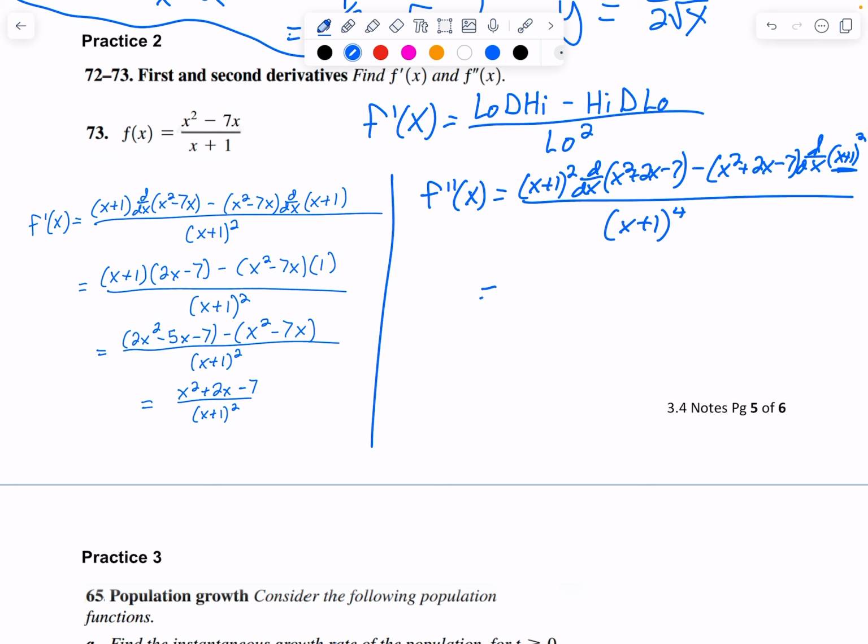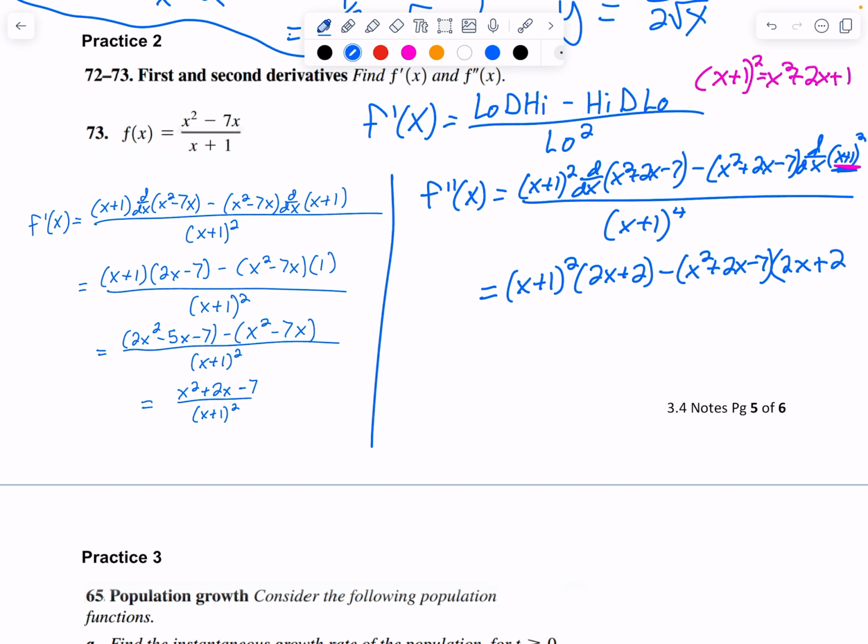Maybe I should continue. So I got x plus 1 squared, and then this derivative is going to be 2x plus 2, minus, and then x squared plus 2x minus 7. And then the key to this part is that x plus 1 squared is just x squared plus 2x plus 1. So I'll take the derivative of that instead. I get 2x plus 2. All over x plus 1 to the 4th.